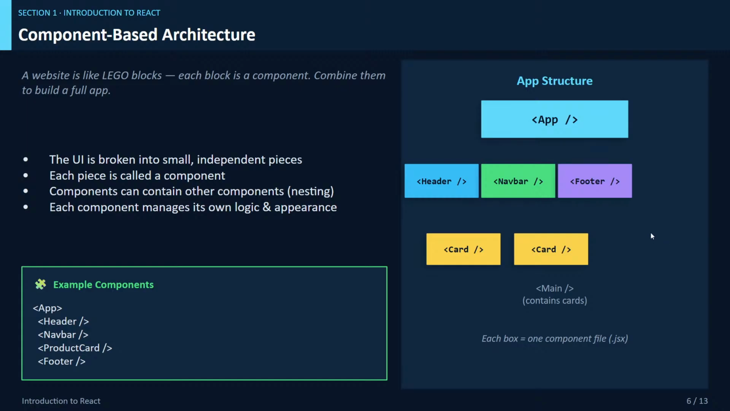Great. So let's talk about component-based architecture. We have talked about it, so we're going to go in depth into it. Think of a website like Lego blocks. Each block is a component. You combine them to build a full application, right? Instead of building one long confusing file, we break our UIs into small independent pieces.